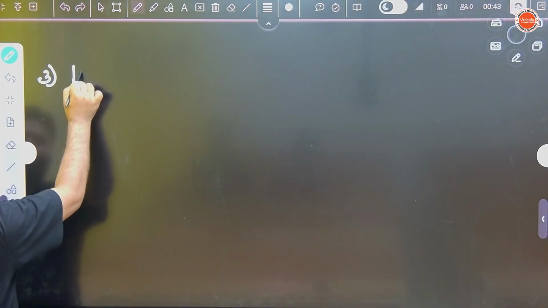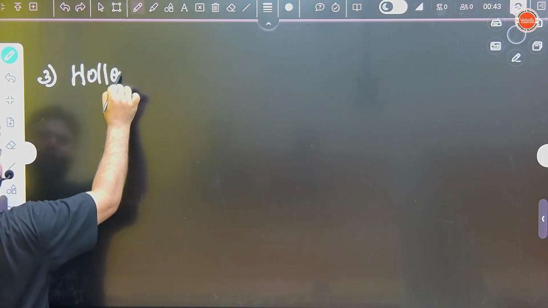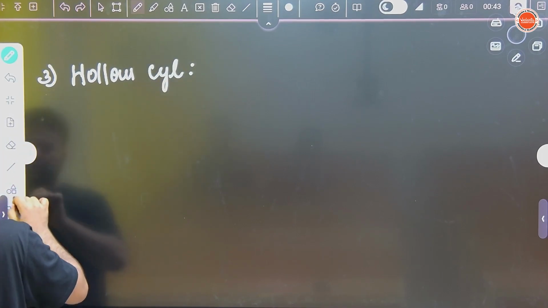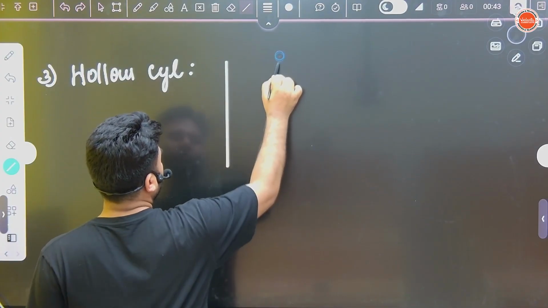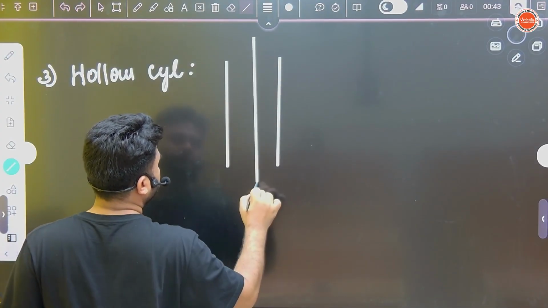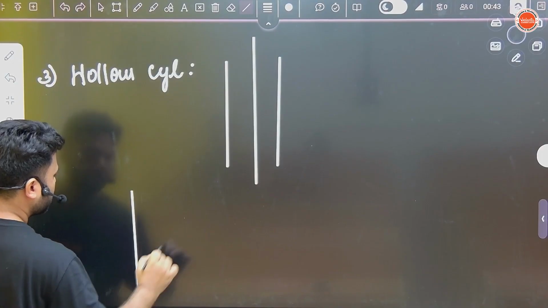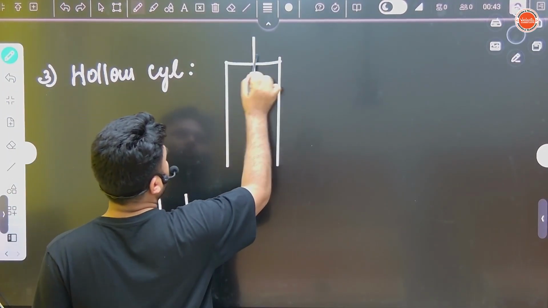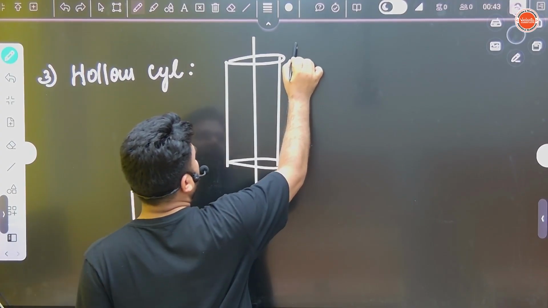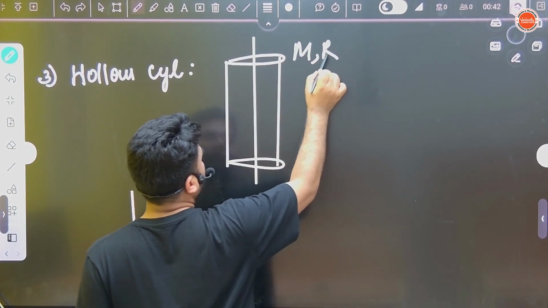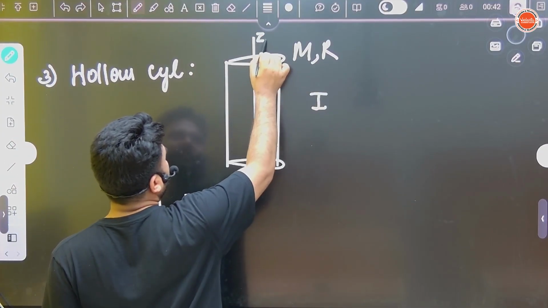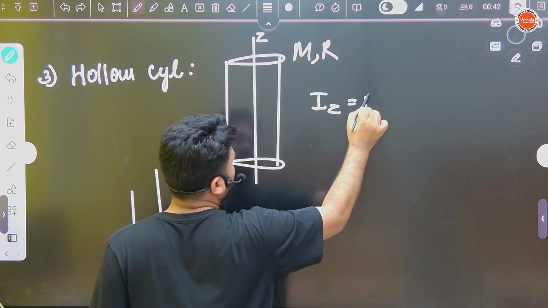Then third, we have hollow cylinder. This is a hollow cylinder. Its mass is m, radius is r. This is the vertical axis. Moment of inertia about this, suppose this is z axis, whatever. So again its formula is mr square.